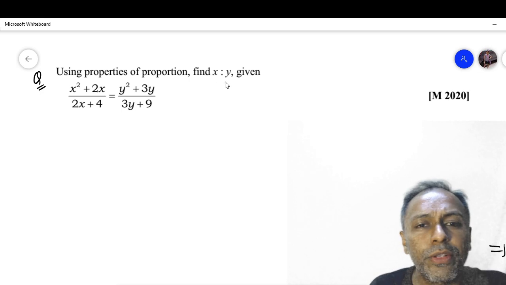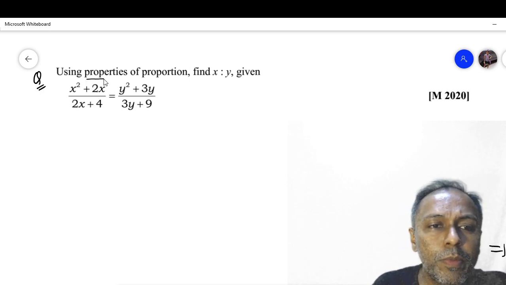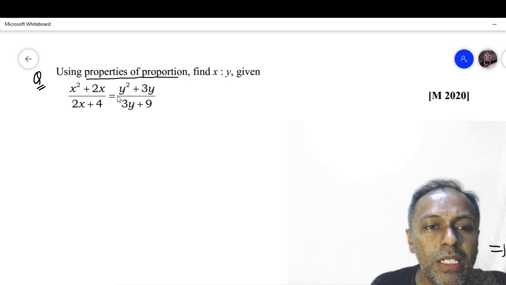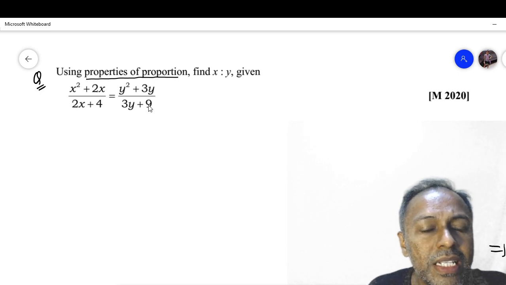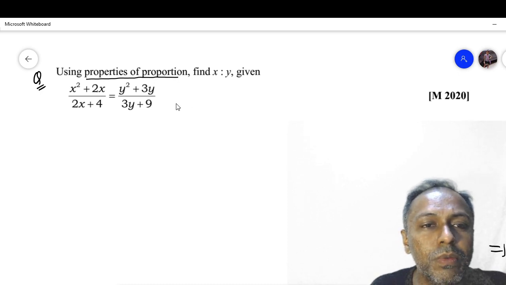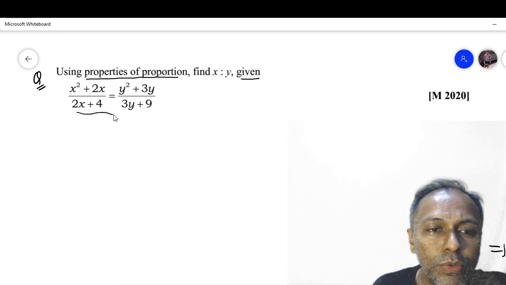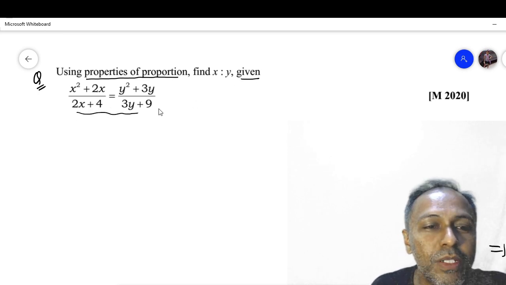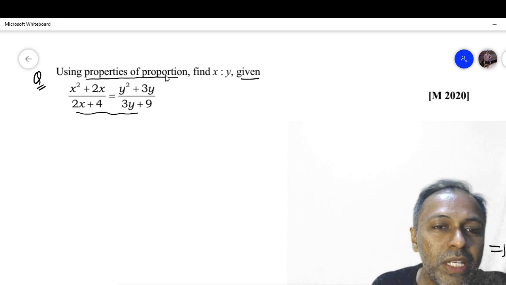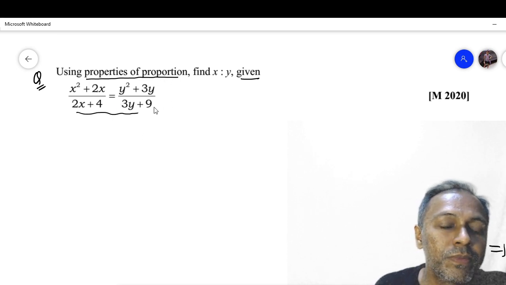Now we can't use K method, right? They are saying using properties of proportion. So just by seeing left hand side and right hand side, do not start jumping to K method. Secondly, this is a given information. This is given to you. You don't have to prove it to be equal. It's given to us. And we have to use properties of proportion.